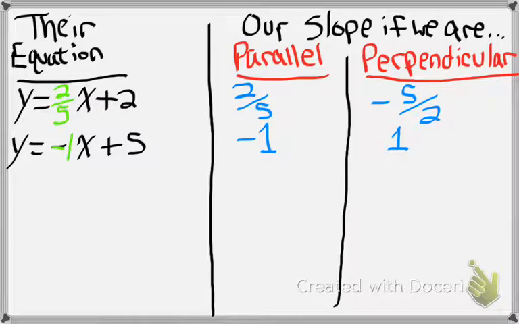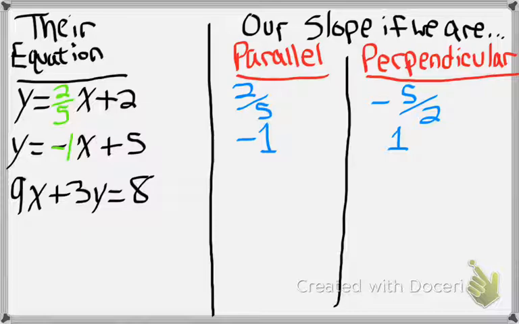Alright, so we've done some examples of how to find our slope if we know their slope. Now, let's take a look at what's going to happen. Notice, in each of these examples I gave you so far, the given equation, their equation, was in slope-intercept form. It's really easy to tell slope when it's in slope-intercept form. But what happens when it's not in slope-intercept form? What happens when it's in standard form? What if their equation was given to you in standard form?